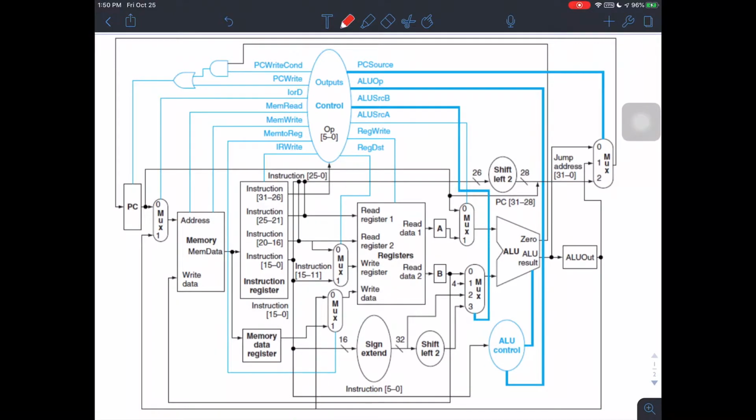Now, in the third cycle, for the R-type, the calculation is done. So the data from A is sent to the ALU as well as the data from B. Then the control will send the opcode to the ALU so that it knows what operation it should be doing, be it plus, minus, divide, or multiply. Then the result will be sent to the ALU out.